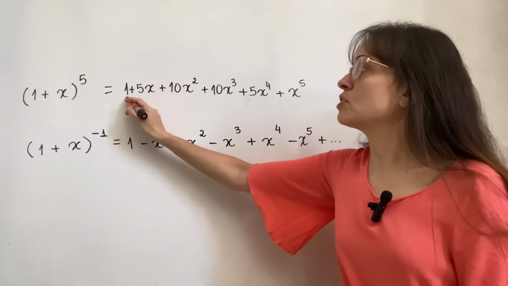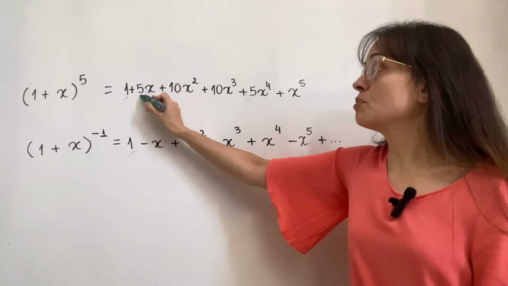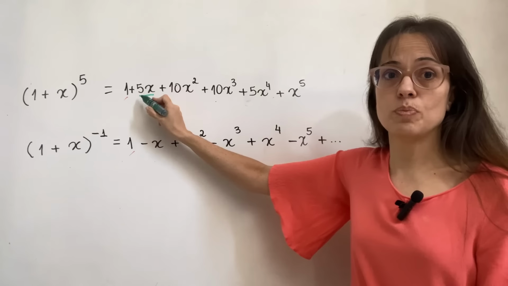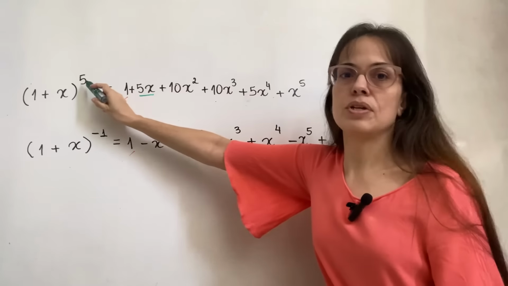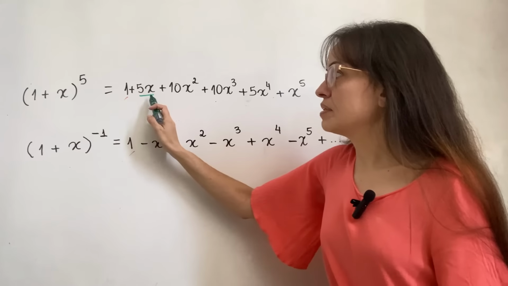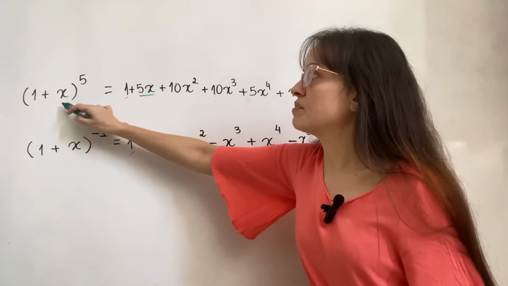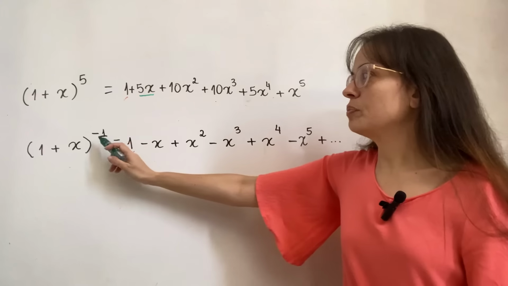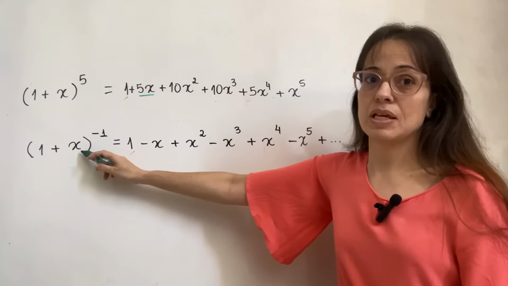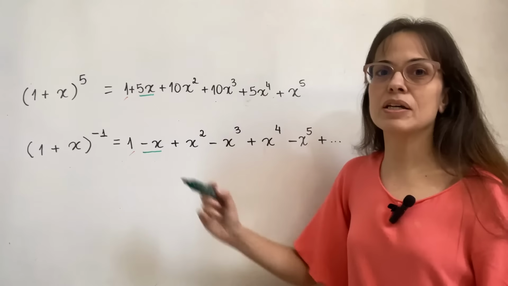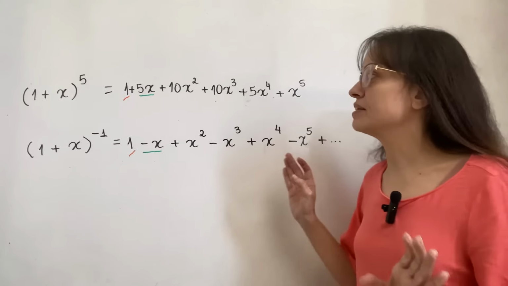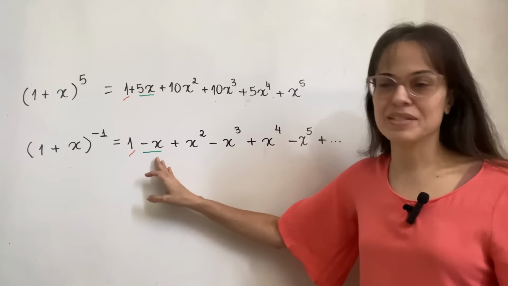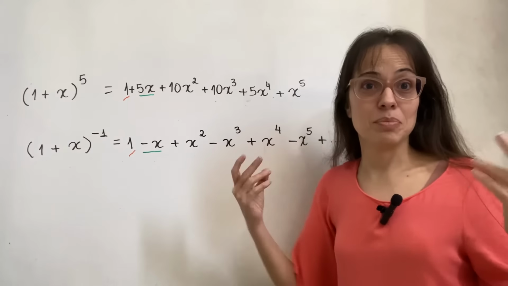First of all, they both start with 1. Then the second term here was 5x, and we know that's because 5 is the next number in Pascal's triangle when the exponent is 5. But this is also 5 times x. And here when we do -1 times x, we also kind of get -x. So that's kind of weird, but let's pretend that the second term is the exponent times the x.